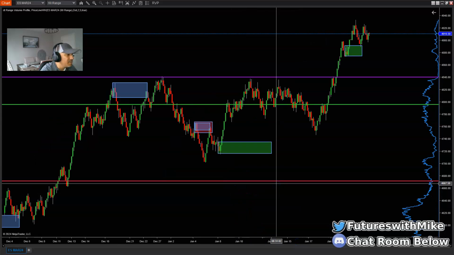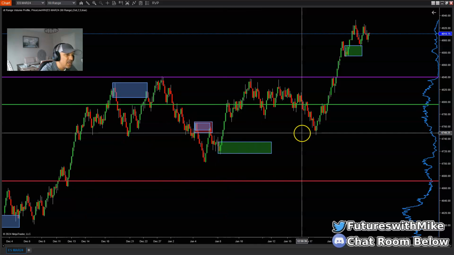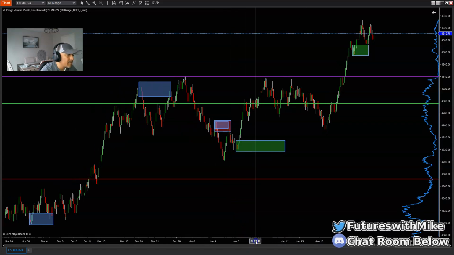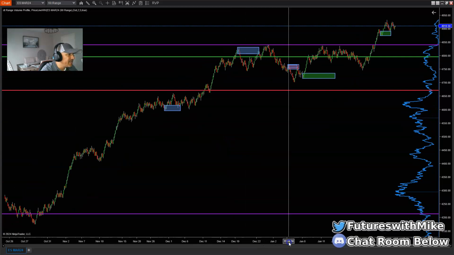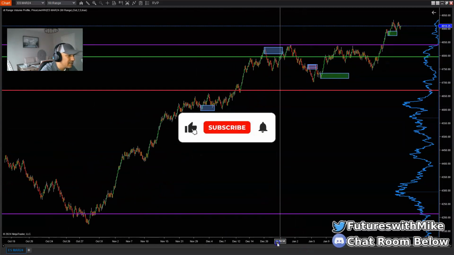But anyways, let's move forward and talk about looking at the structure of the market to be able to depict which way we should be trading, up or down, right? Long or short. If we look at the ES here, all we can see it has been doing is ramping to the upside, making higher highs and higher lows.